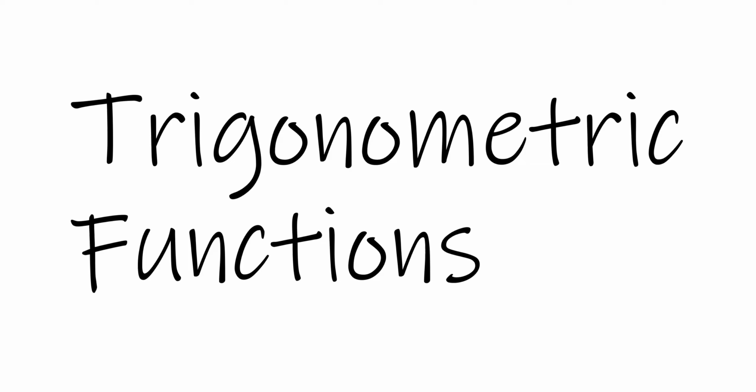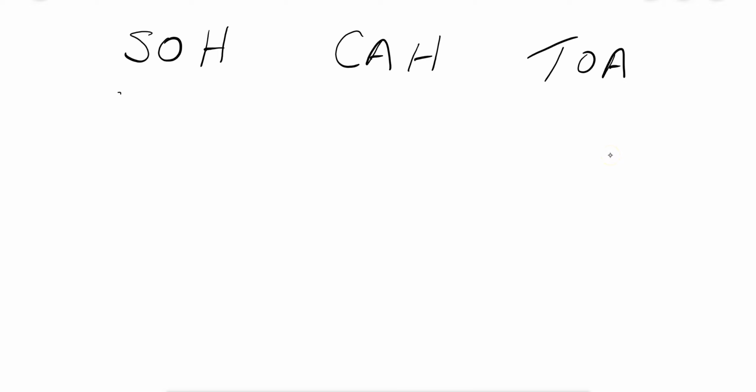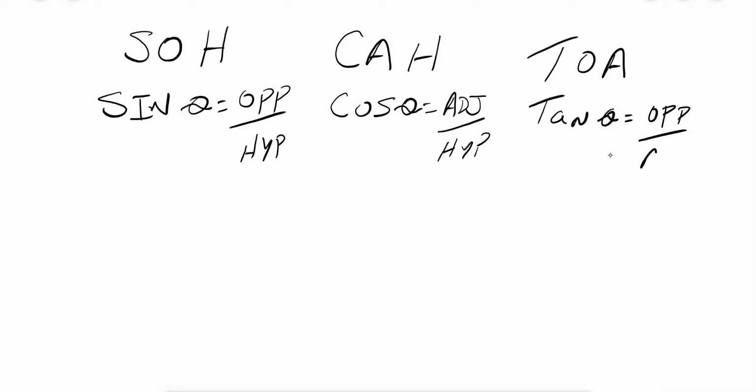In this episode of Trigonometric Functions, we are going to deal with sine and cosine. Our saying or abbreviation for remembering our trig functions is SOH CAH TOA. SOH was sine of theta equals opposite over hypotenuse. CAH was cosine of theta equals adjacent over hypotenuse. And TOA was tangent of theta equals opposite over adjacent.